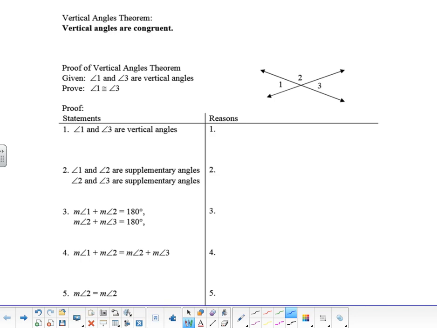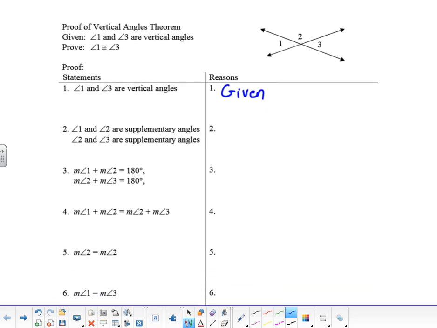And so we're going to prove the vertical angles theorem. The vertical angle theorem says that vertical angles are congruent. If two lines intersect, then they form congruent vertical angles. We're going to prove that here. So angle 1 and angle 3 are vertical angles. That is our given information in this question.